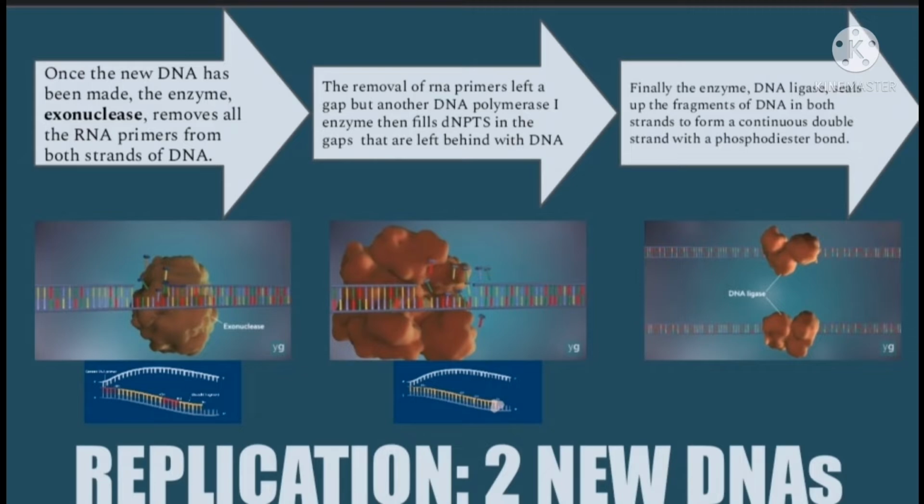DNA polymerase I is recognized as an enzyme that fills any remaining gaps between Okazaki fragments and removes RNA primers with a duplex-specific 5' to 3' exonuclease activity, providing a nick that can be sealed by DNA ligase. Finally, the enzyme DNA ligase seals up the fragments of DNA in both strands to form a continuous double strand with a phosphodiester bond. DNA ligase plays an essential role in maintaining genomic integrity by joining breaks in the phosphodiester backbone of DNA that occur during replication and recombination and as a consequence of DNA damage and its repair.